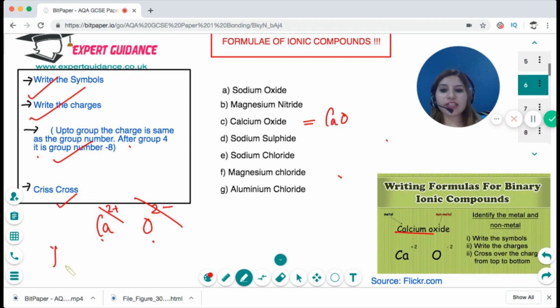Sodium oxide. Sodium is in group 1, has a +1 charge. Oxygen is group 6, 6 minus 8 is 2-, then you crisscross: the 2 of oxygen comes underneath sodium and the 1 of sodium comes underneath oxygen. Remember, it's the numbers that get crisscrossed. Generally, we do not write 1, so the formula would be Na2O.